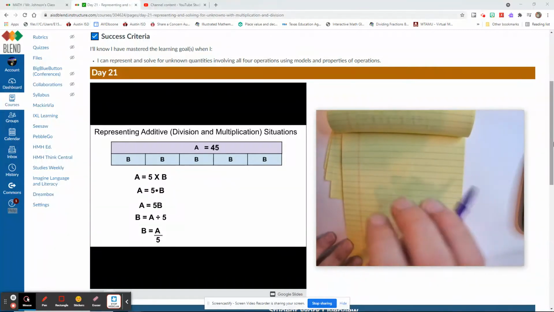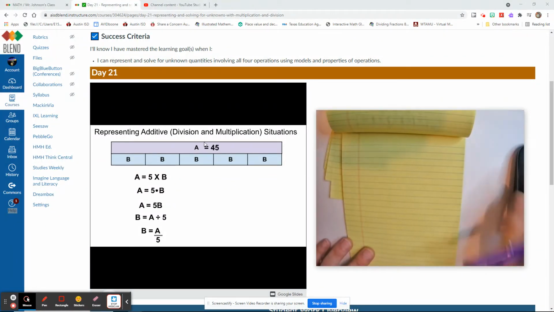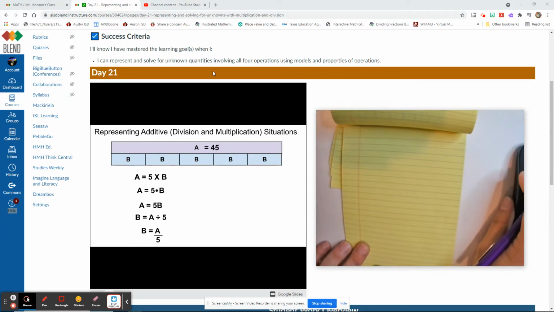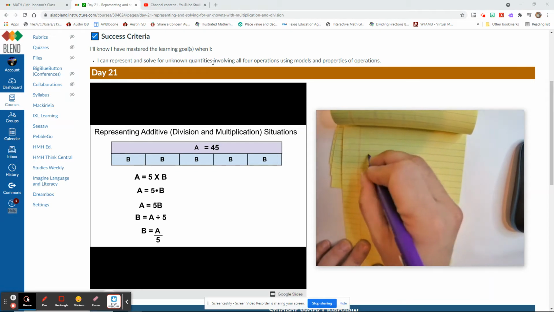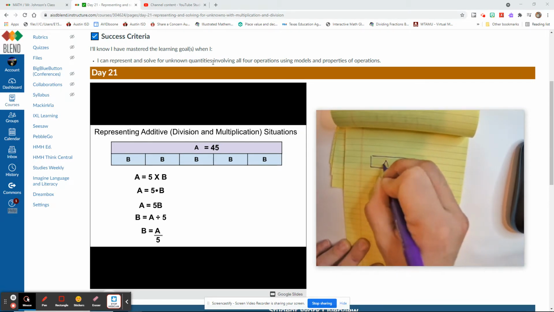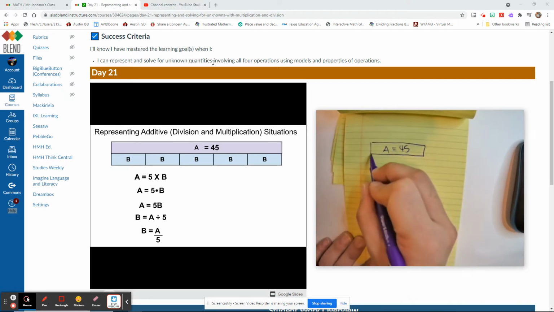All right, so welcome to part three. And what just happened is I completely flipped the page because they just assigned a value, right? So I'm going to rewrite this really quick just so it makes more sense. We have A, our total, our whole, equals 45.